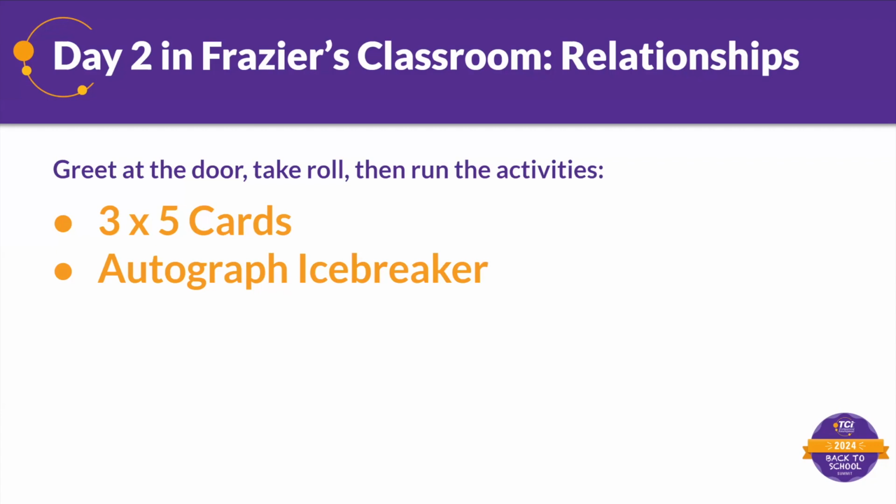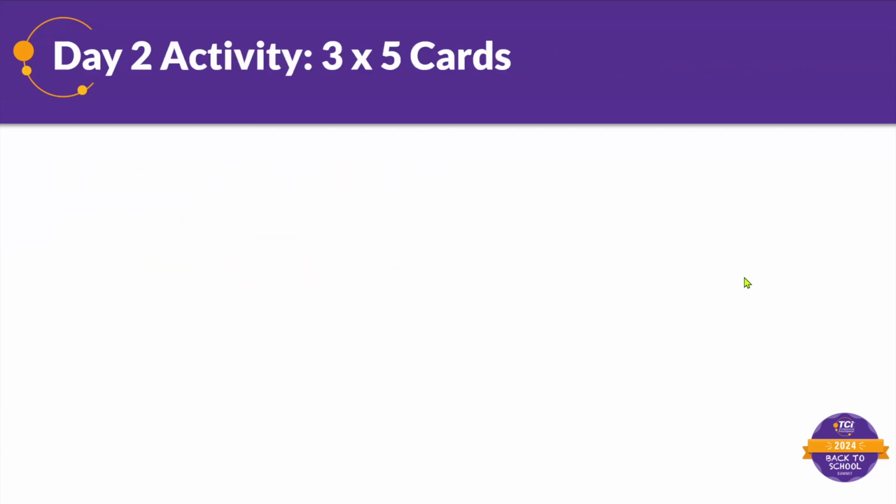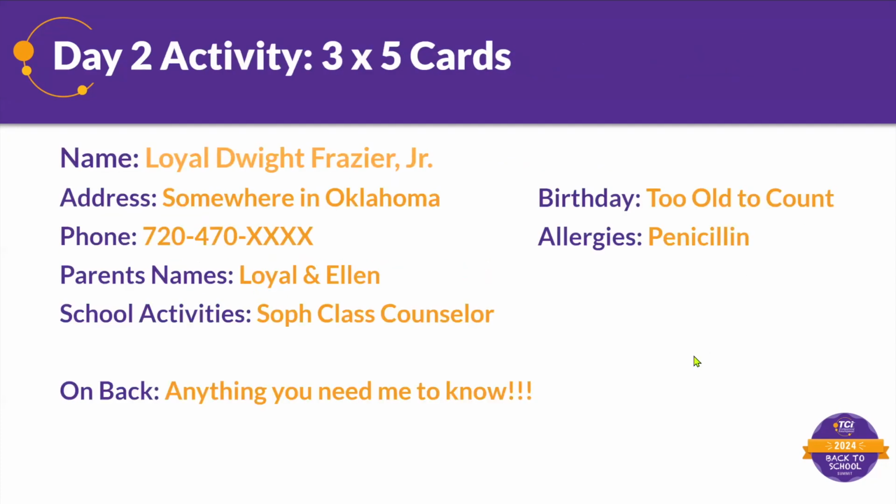And then I run 2 activities: 3x5 cards, not a very creative name, and a TCI icebreaker called Autograph Icebreaker. And so the 3x5 cards, I give every kid a 3x5 card that's numbered in a way that makes sense to me, because I'm going to make the seating chart from these 3x5 cards. I let kids pick where they sit. You certainly don't have to do that.